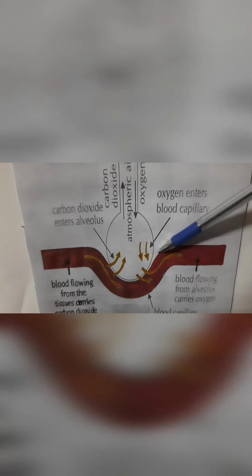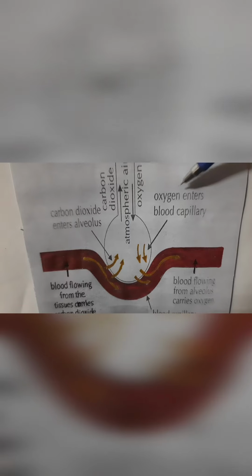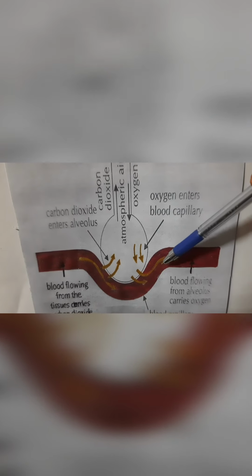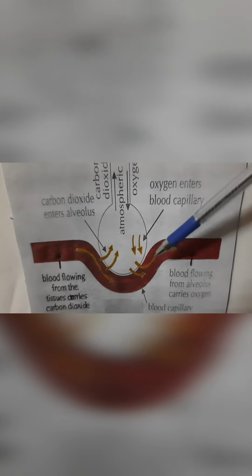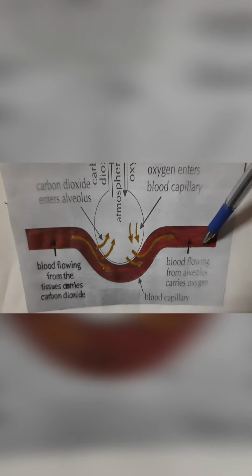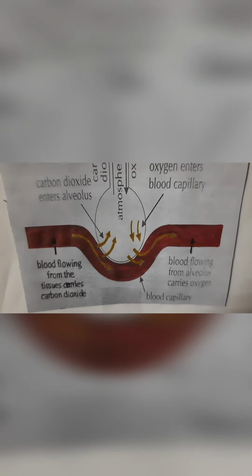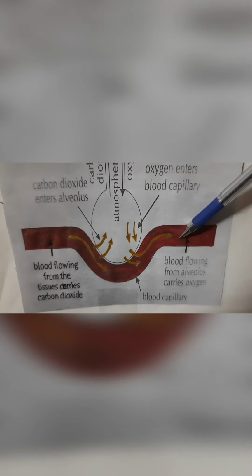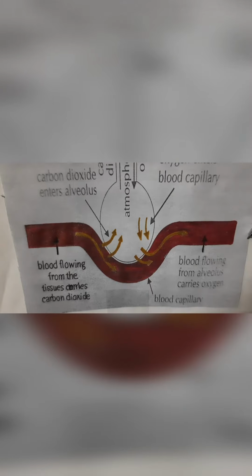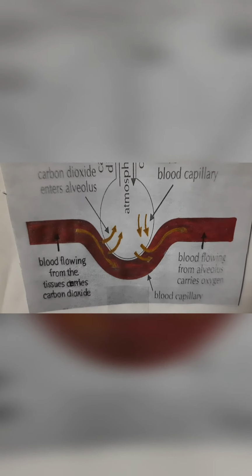Now oxygen, have you seen it, diffuses out from the thin walls of the alveoli into the blood capillaries. Oxygen enters the blood capillaries, combines with the hemoglobin in the blood, forms the oxyhemoglobin and is carried to all the cells of the body.